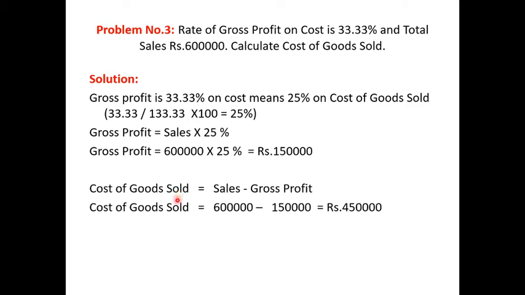Then cost of goods sold is equal to sales minus gross profit. Sales is 6 lakhs and gross profit is 1 lakh 50,000. Cost of goods sold is rupees 4 lakh 50,000.